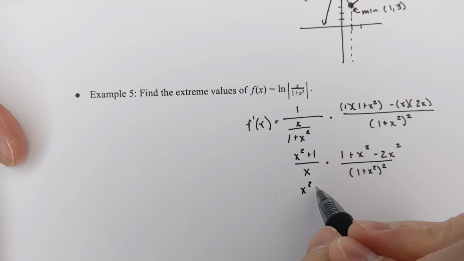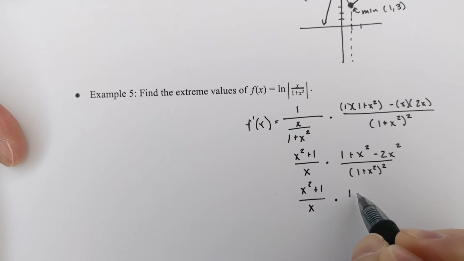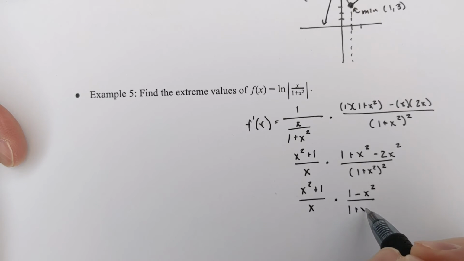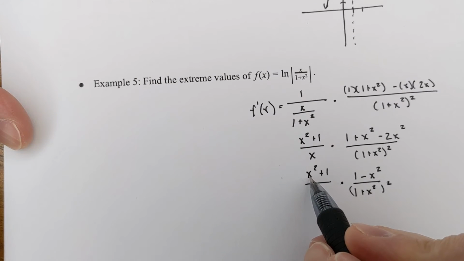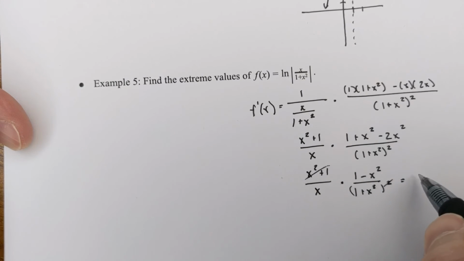So this is (x squared plus 1) over x times (1 minus x squared) over (1 plus x squared) squared. Okay, so this term here, x squared plus 1 and 1 plus x squared, are actually the same term, so that guy can cancel one of those out. So I'm left with (1 minus x squared) over x times (1 plus x squared).